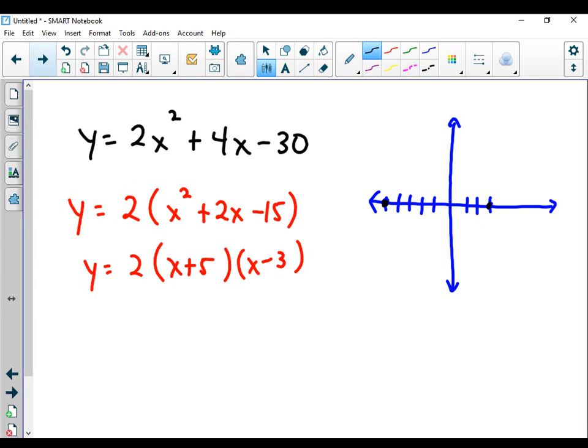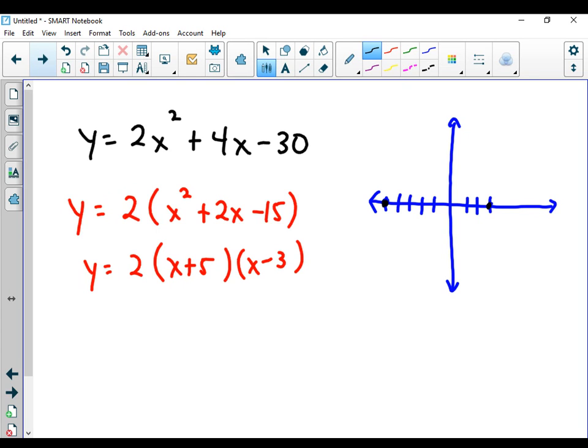Like I said, I know it opens up and I know it's stretched, but somehow I need to know where that vertex is down here. So how can I figure out where that's at? Can we find the center, maybe which way the two lines go? Good.